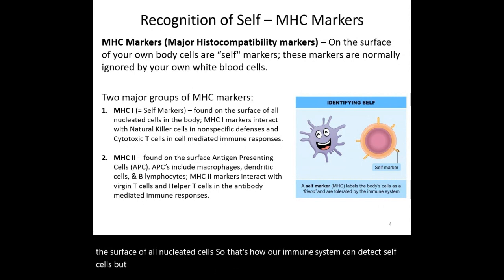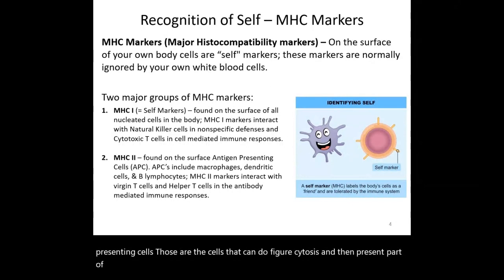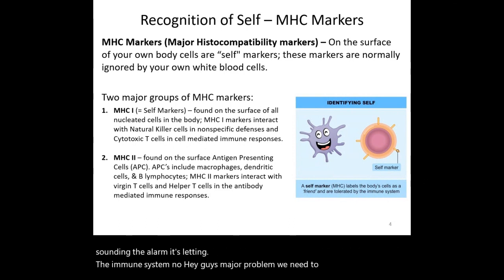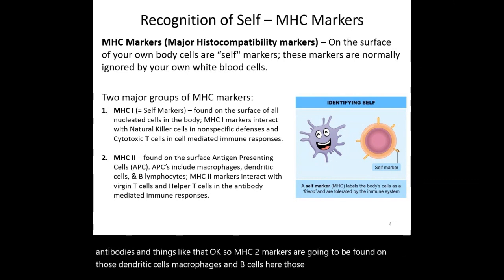But now I want to introduce MHC2 molecules. They are only found on antigen-presenting cells. Those are the cells that can do phagocytosis and then present part of the digested pathogen to the rest of the immune response. Okay, it's sounding the alarm. It's letting the immune system know, hey guys, major problem. We need to start producing antibodies and things like that. Okay, so MHC2 markers are going to be found on those dendritic cells, macrophages, and B cells. Okay, those are our antigen-presenting cells.